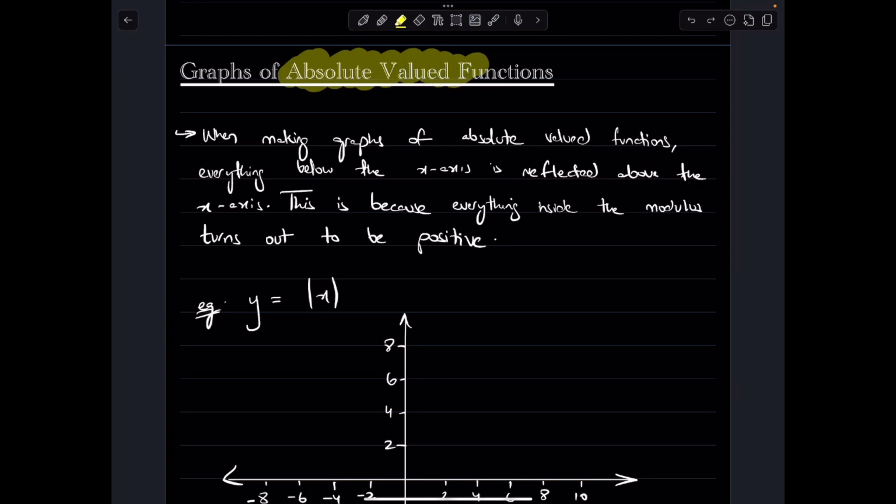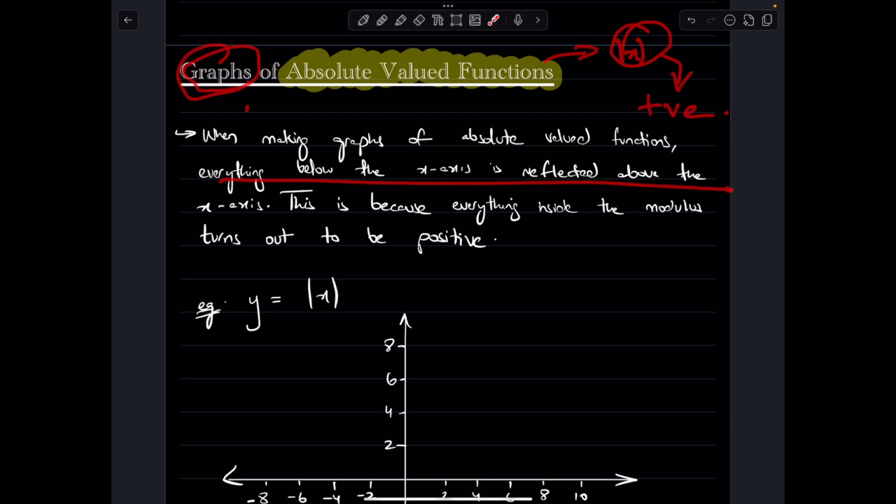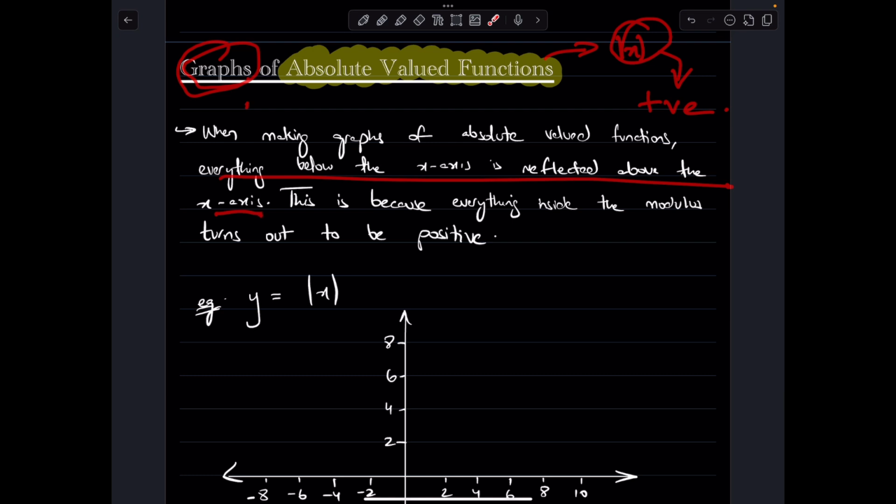Absolute valued functions are functions which involve a modulus. And what we do know is that everything inside the modulus turns out to be positive. So when it comes to drawing graphs of absolute valued functions, everything below the x-axis is reflected above the x-axis. That is, it turns out to be positive.